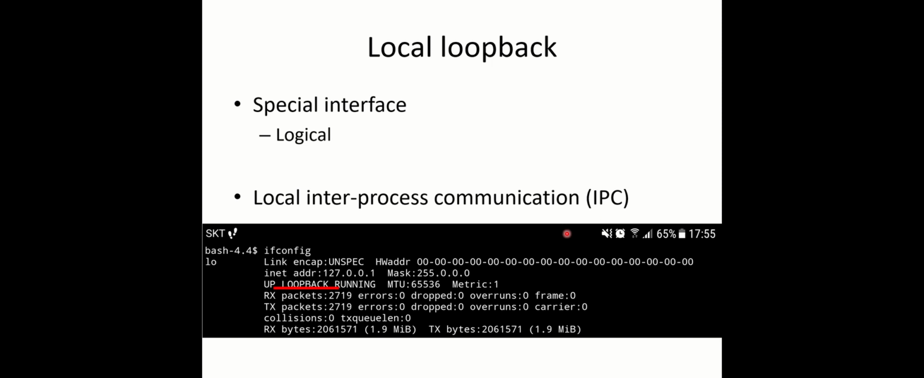Here I show you the ifconfig output for the loopback interface on my smartphone. Okay, the logical name for the loopback interface is lo, and it clearly says it's a loopback interface. And in this case, the MTU size is set to 64 kilobytes.